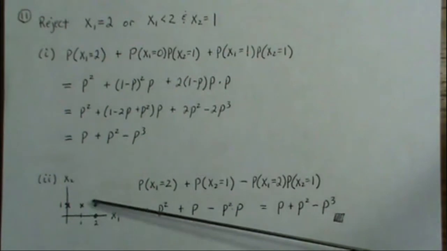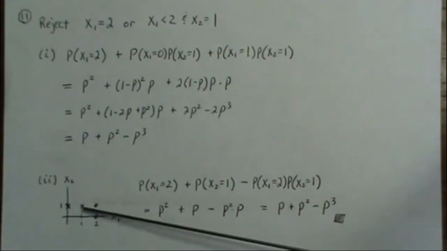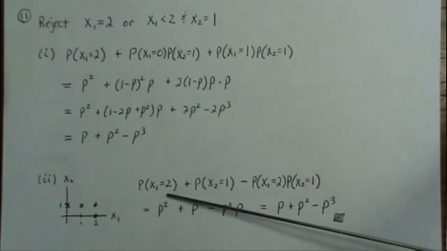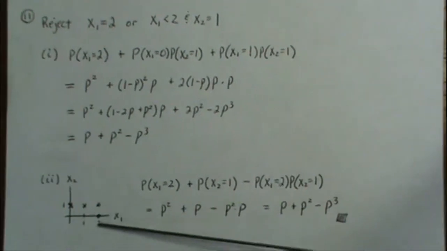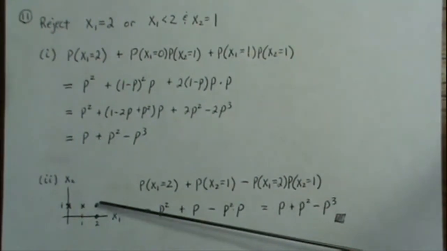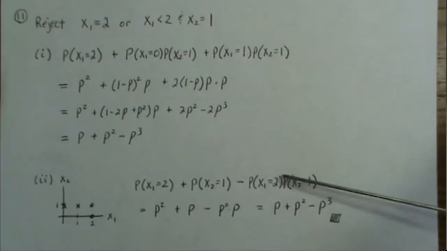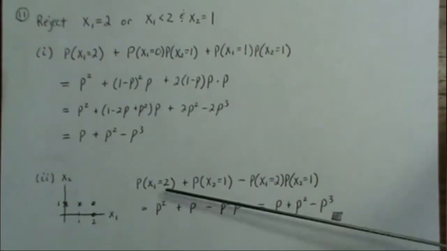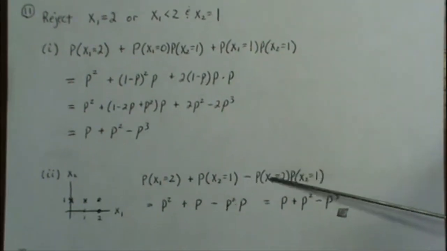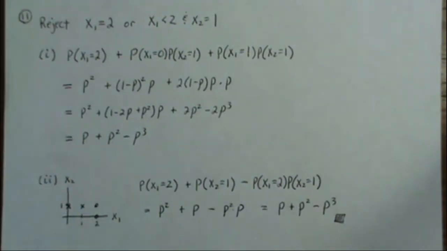So we just need to find the probabilities of these dots and x's. And so if we look at the probability that x1 is 2, which is this case, the probability that x1 is 1 is this case, but we counted that one twice, so we subtract the probability that x1 is 2 and x1 is 1. Well, that's p squared. This is p. And then this is p squared times p, which is the answer.